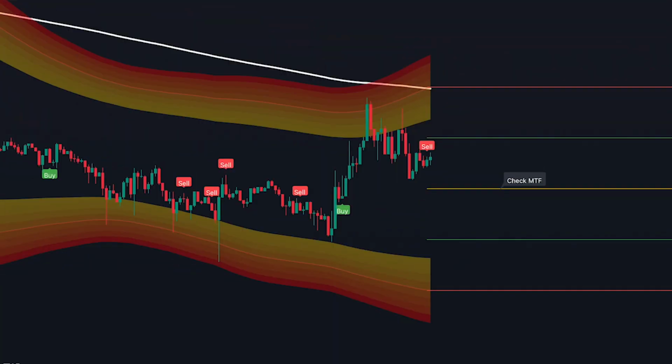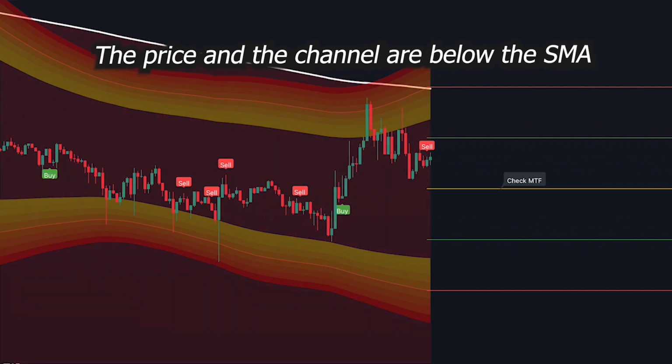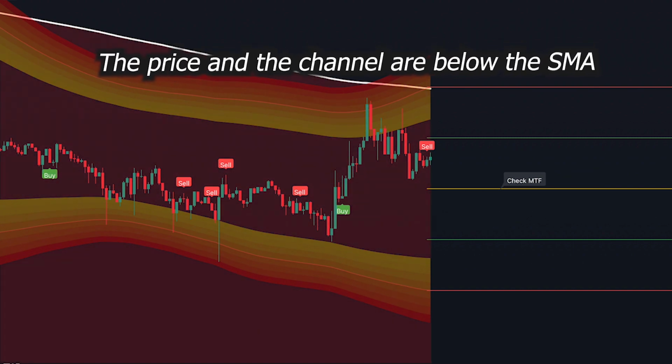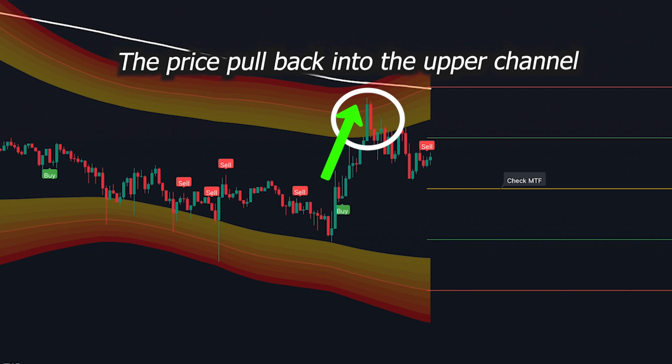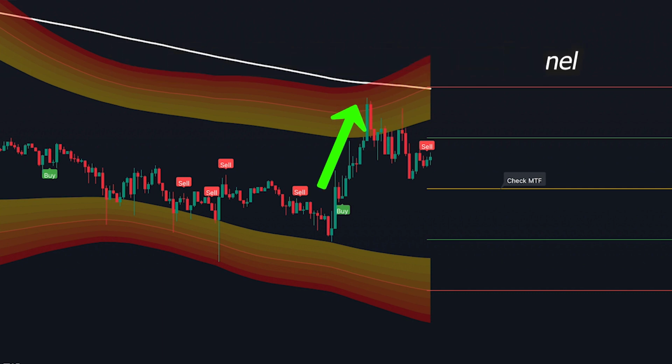Rules for a selling position. To find a sell signal, the same conditions must be met but in the opposite direction. Firstly, both the price and the mean reversion channel must fall below the SMA. Secondly, the price should approach the oversold region of the channel, and lastly, the indicator should issue a sell signal.